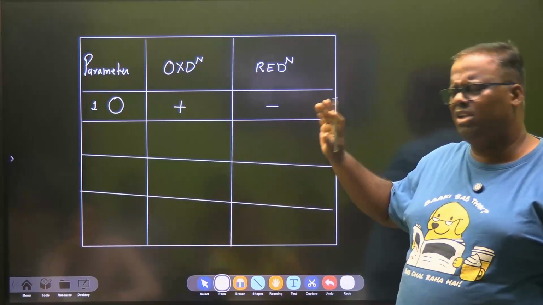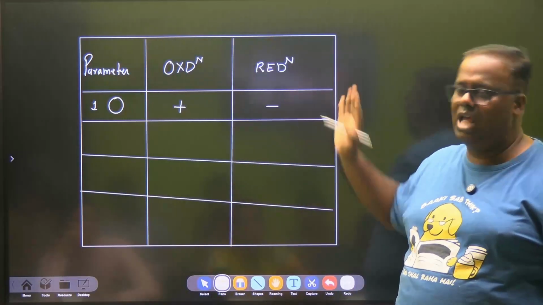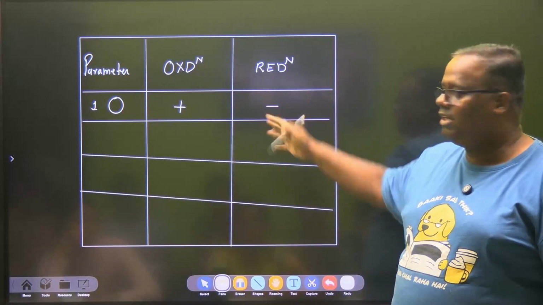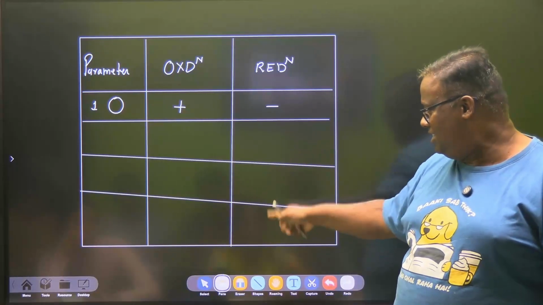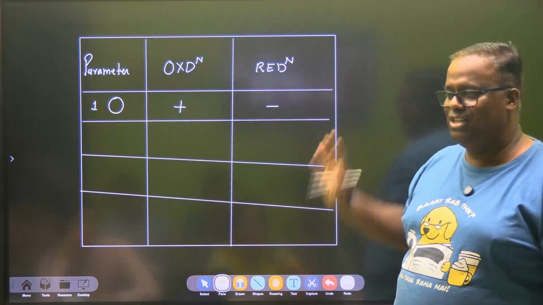Slowly, we will give. Now you just see the slab first. These will all be tough. Our main things are here. This is what is in your syllabus.